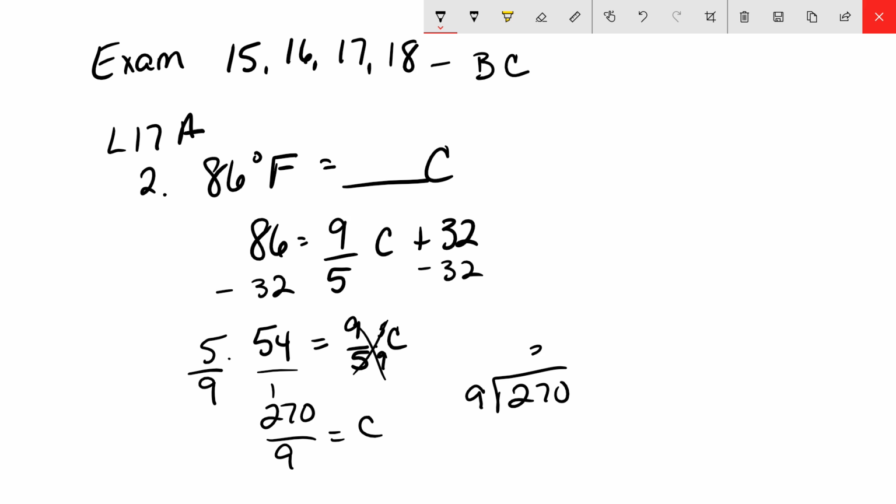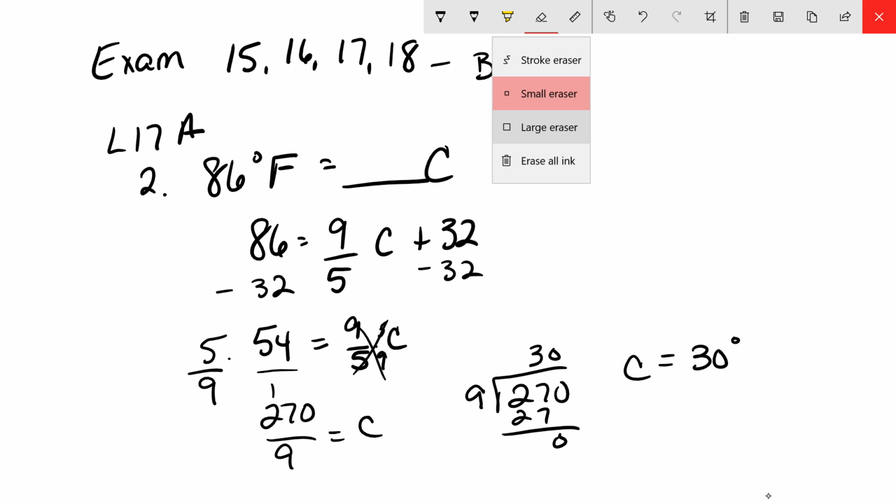9 goes into 27 3 times. Okay? I've got that 0 and 0. So C equals 30 degrees. So it's going to be 30 degrees Celsius. All right? Again, I know I went through that fast. If you need to do that again, just replay it when you get home.